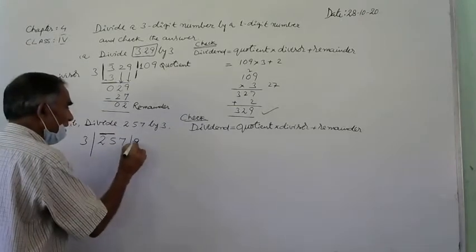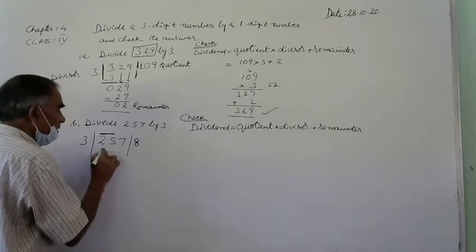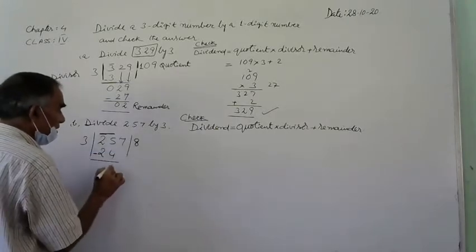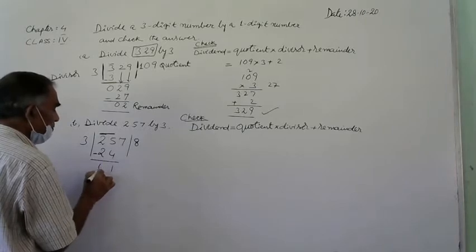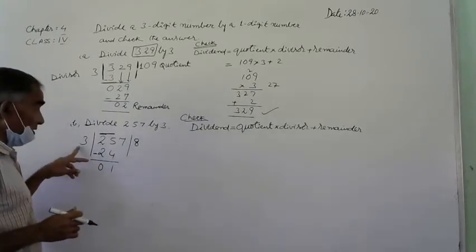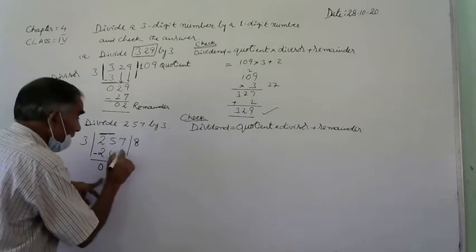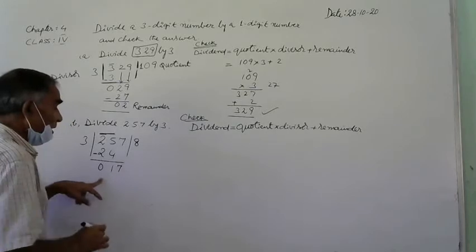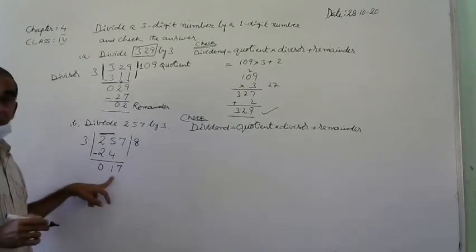8 you write. 3 8s are 24. You write and minus 24. 5 minus 4, 1. 2 minus 2, 0. ये रिमाइंडर है. 1 छोटा है 3 से. छोटा वाले से क्या करना है? जो नेक्स्ट नंबर है डिविडेंड में उसको डाउन करो. डाउन करने के बाद देखिए ये 17 हो गया.